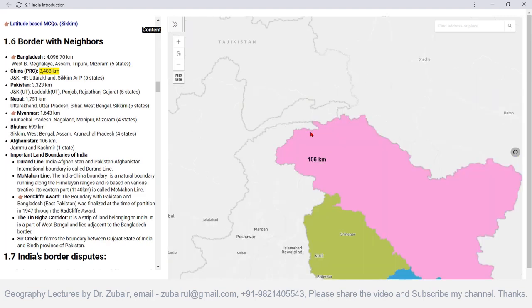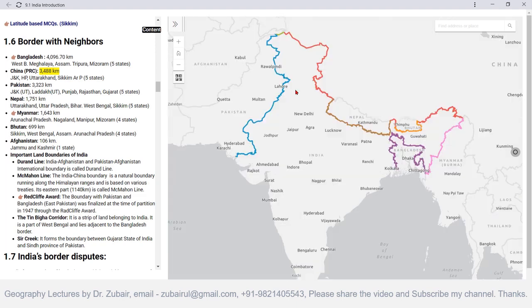And at the end you can see Afghanistan. Afghanistan is also sharing 106 kilometers. So these are the border lines. You can see here one line is the Durand line. The Durand line is in between Afghanistan and Pakistan. Earlier it was called the border line in between British India and Afghanistan. That's why we study the Durand line, the India-Afghanistan international border.